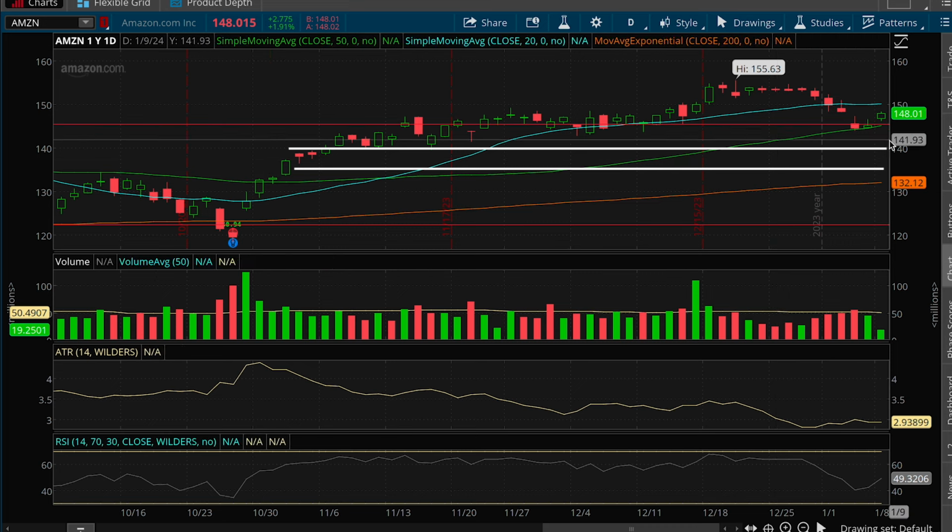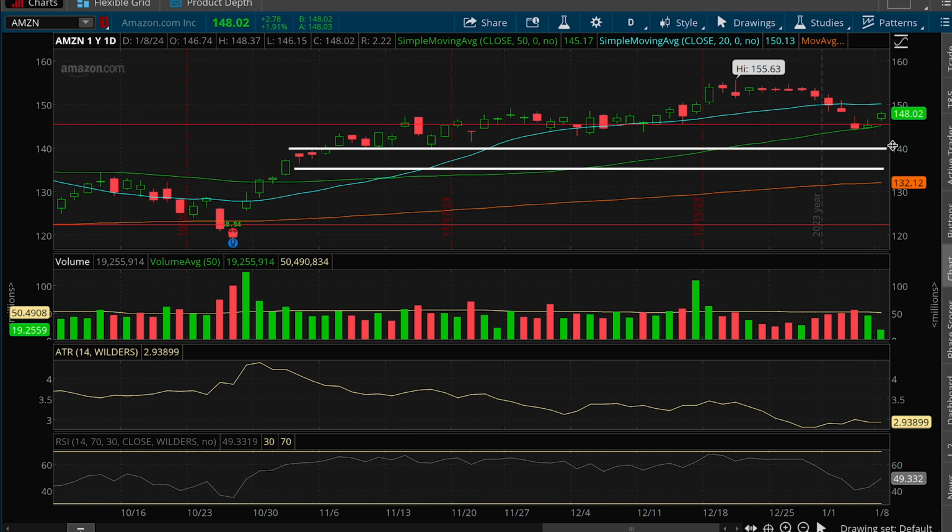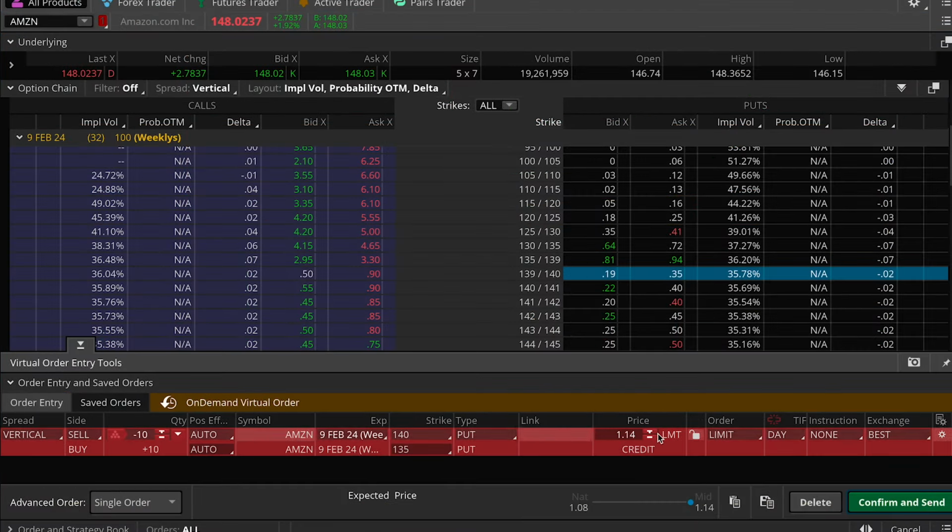So as long as Amazon doesn't dip past 140, I make max profit. If Amazon dips past 135, which would be down here, then I take max loss. The credit that I receive will be $114, so that's my max profit. My max loss in this case will be $386.